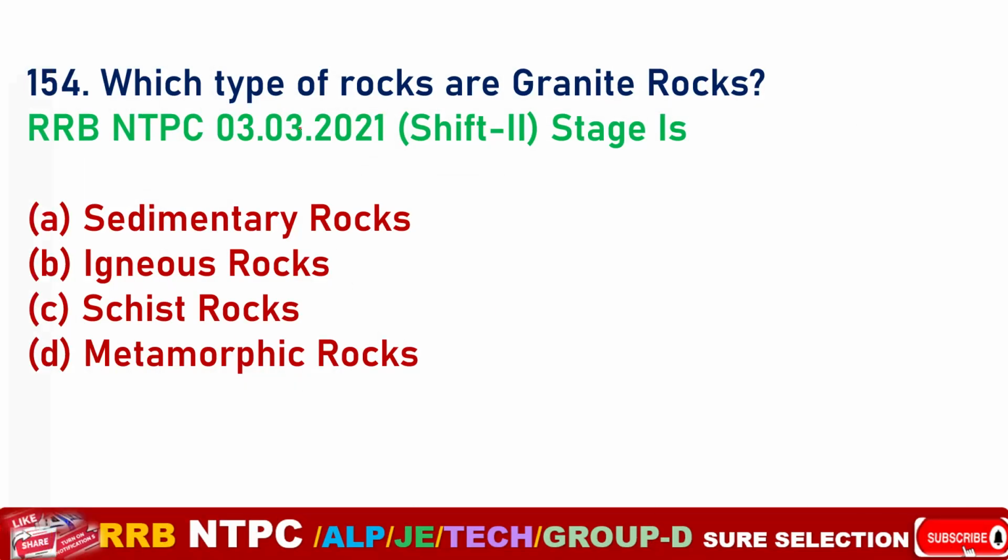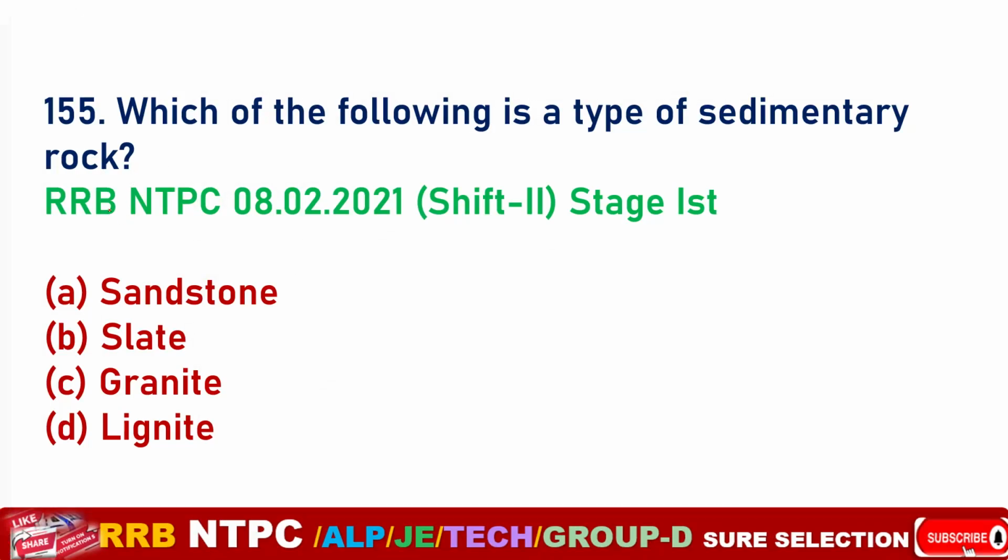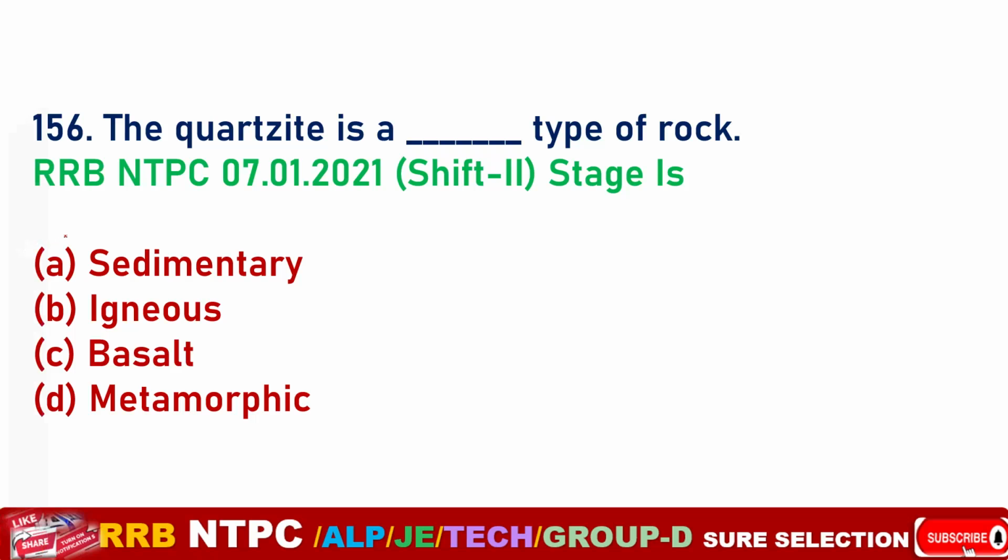Next, what type of rocks are granite rocks? Now the next chapter is chapter 4, and that is rocks. Granite rocks are igneous rocks. Which of the following is a type of sedimentary rock? Sedimentary rock is sandstone. Quartzite is a metamorphic type of rock.